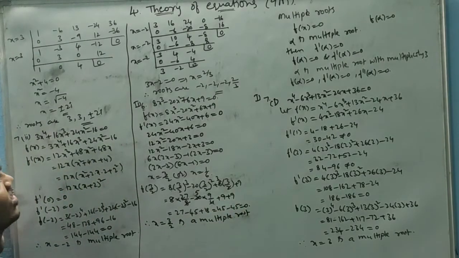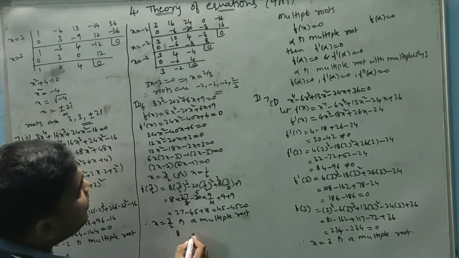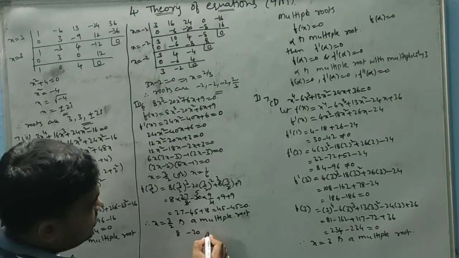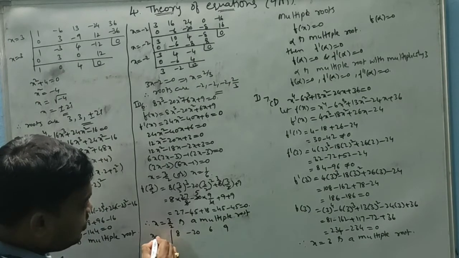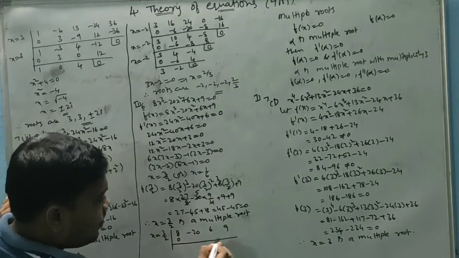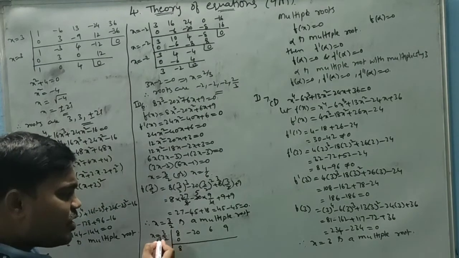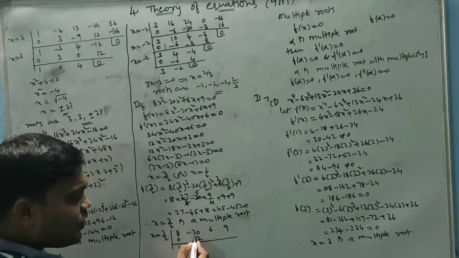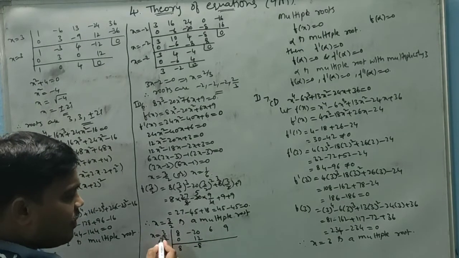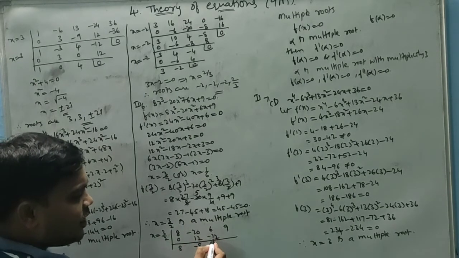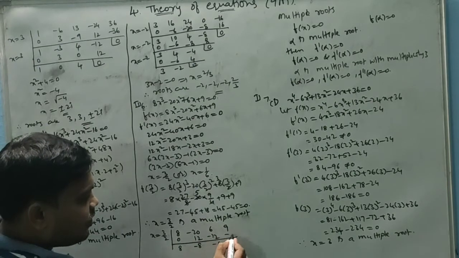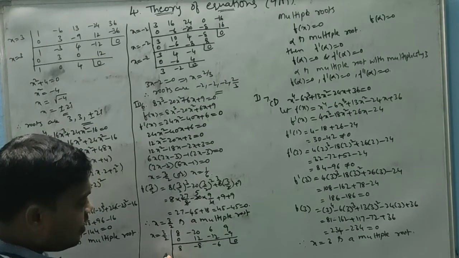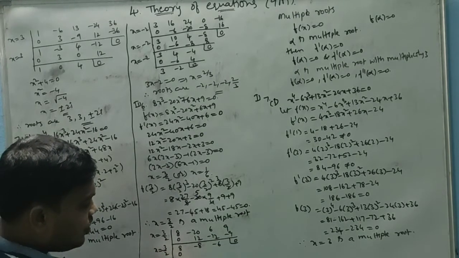So I want to take the quotients here: 8, −20, 6, 9. x = 3/2. Initially 0. 8 plus 0 is 8. First divide, later multiply: 8 by 2 is 4, 4 into 3 is 12. −20 plus 12 is −8. Plus into minus is minus: 8 by 2 is 4, 4 into 3 is 12. 6 minus 12 is −6. Plus into minus is minus: 6 by 2 is 3, 3 into 3 is 9. 9 minus 9 is 0.